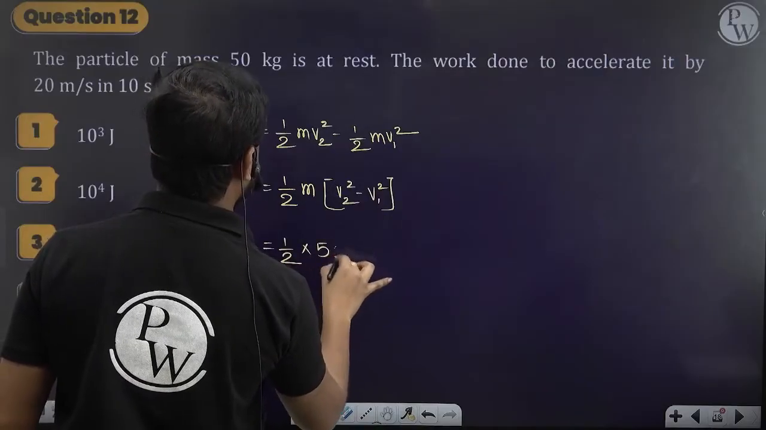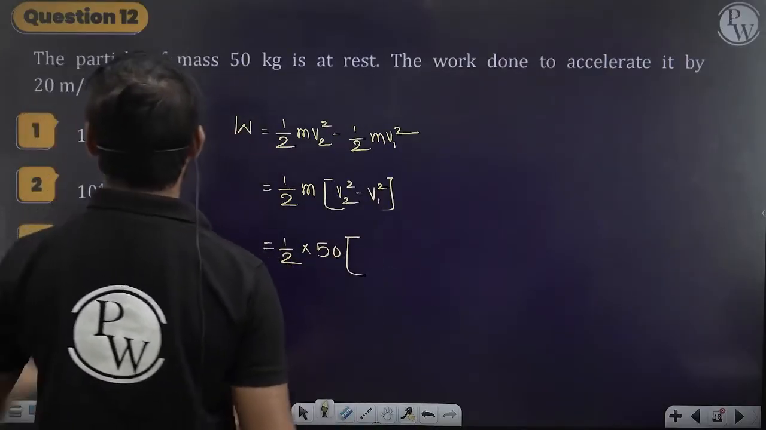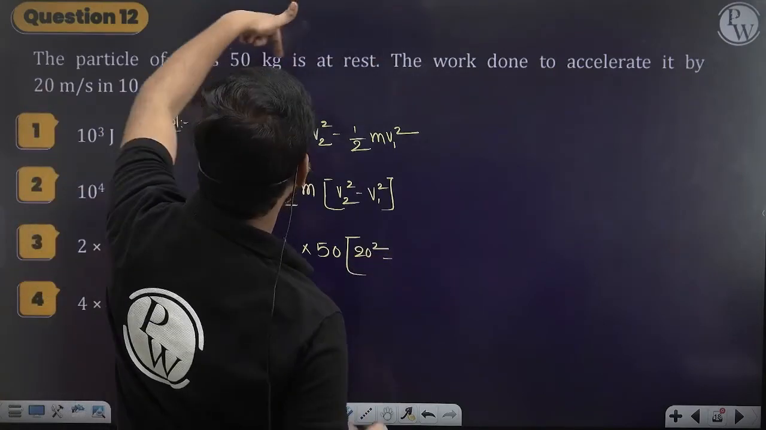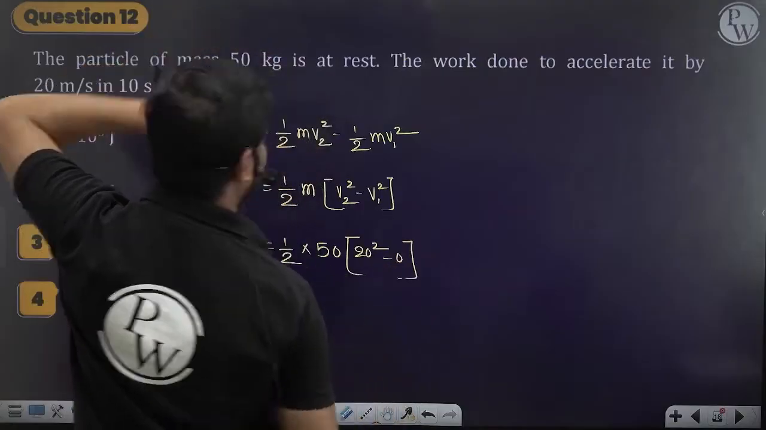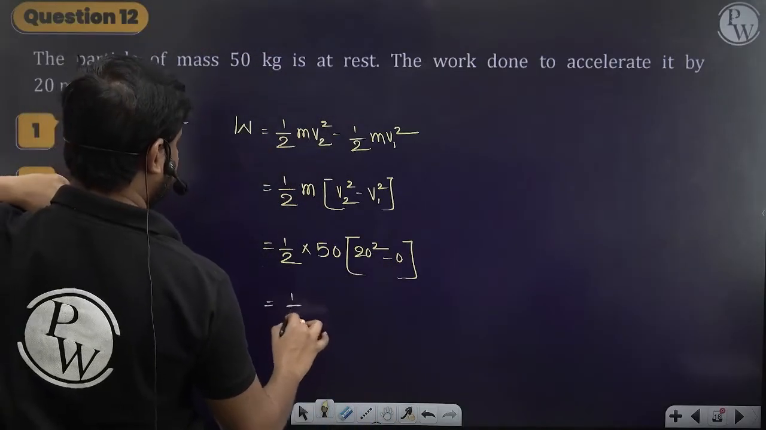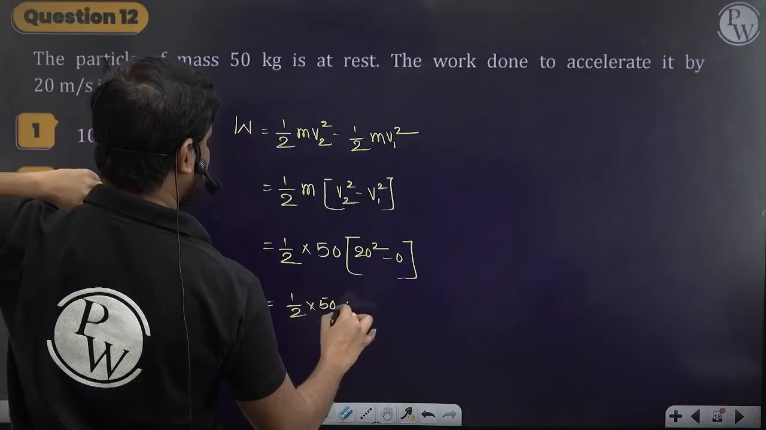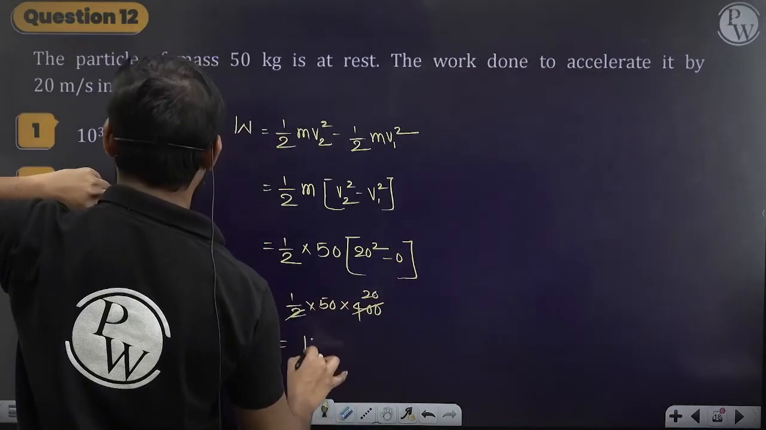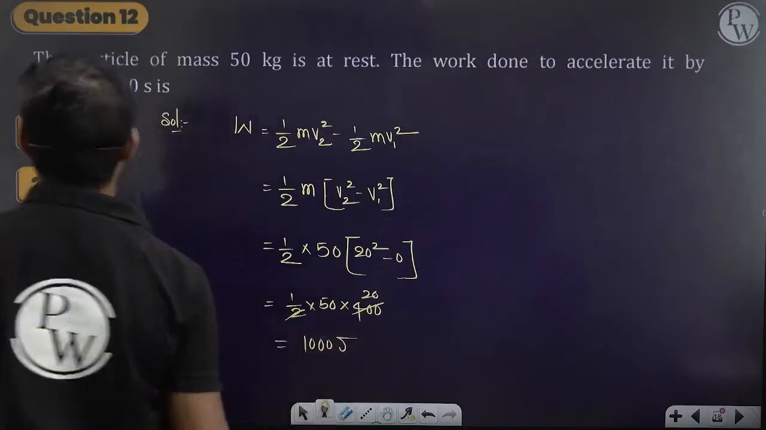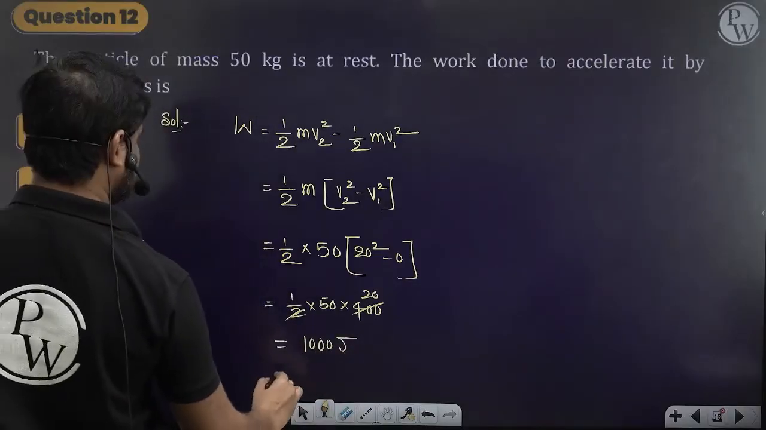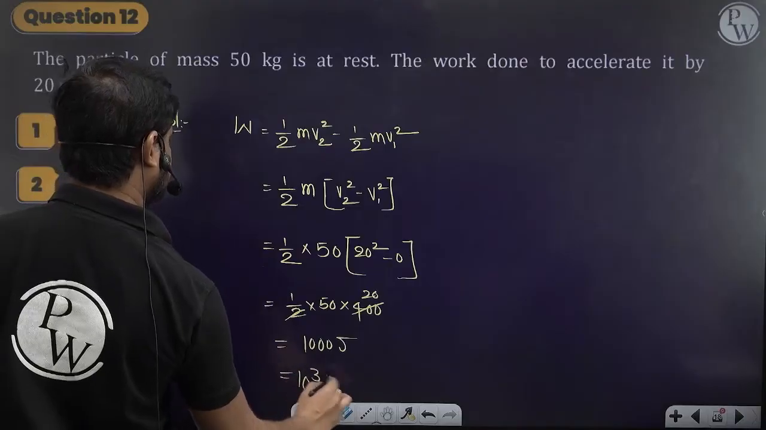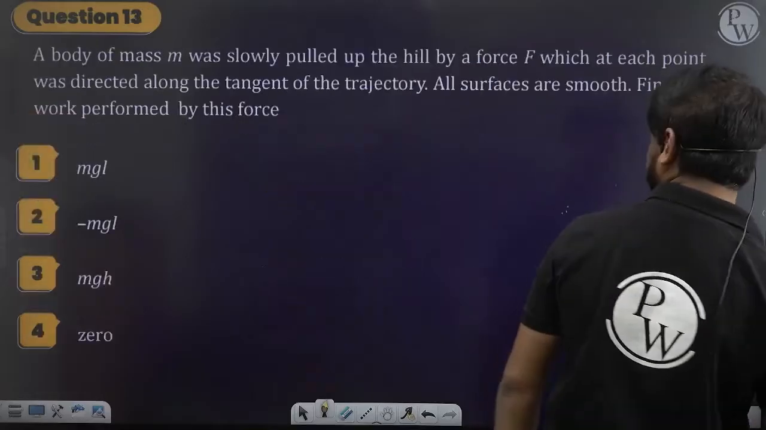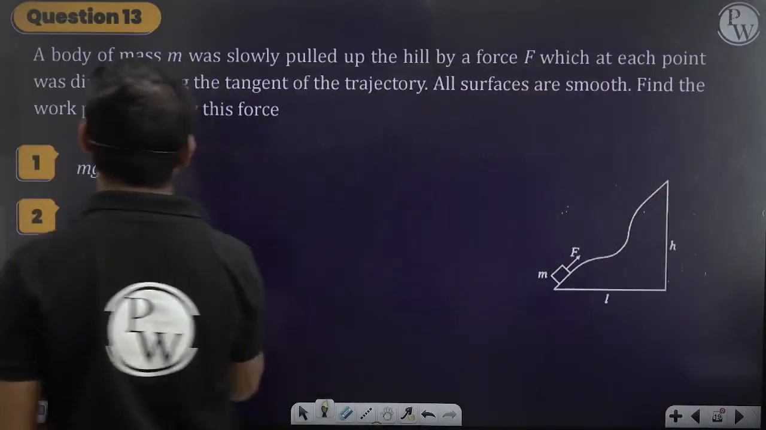So half m is what? 50 kg into v2 square. Final velocity is 20 square minus initial velocity, which is 0, right? So half into mass is 50, this is 400, which is nothing but 1000 joules. So 1000 joules means 10 to the power 3 joules. Option 1 is the correct answer. Simple question, right? Chalo, so let's go for the next question.